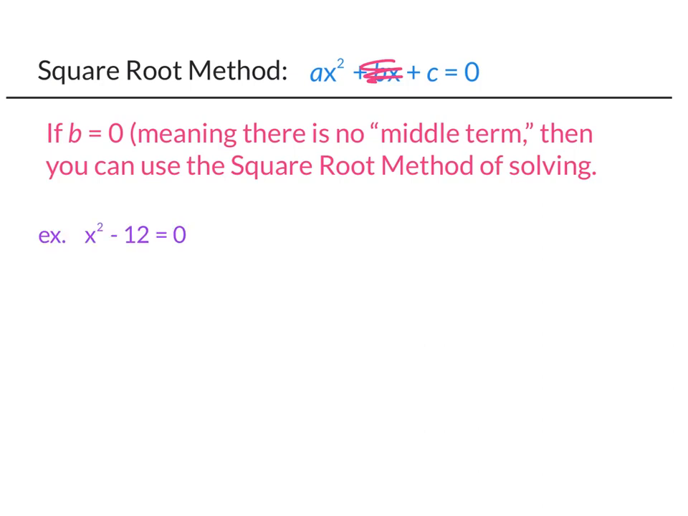So here's a perfect example. It's perfect for the square root method. There's no 5x or 2x or 10x in the middle. It's just x squared and the constant. So how do we go ahead and solve it?